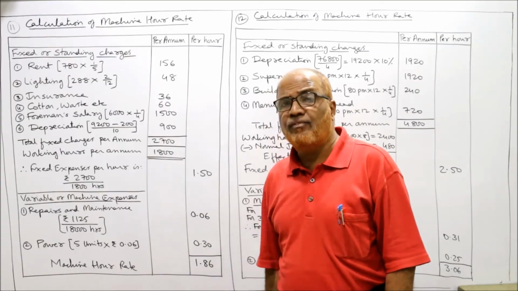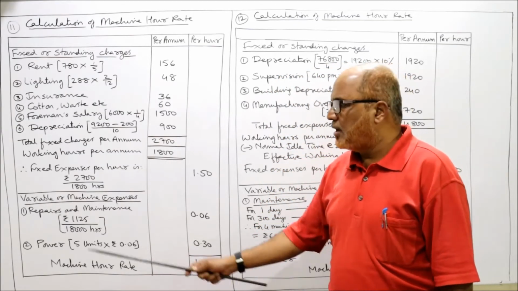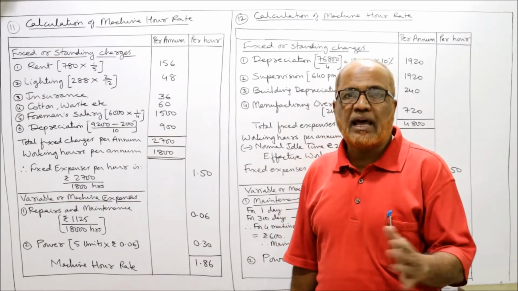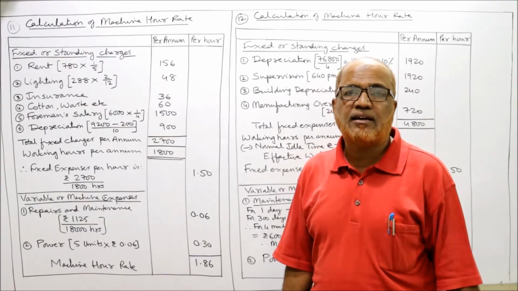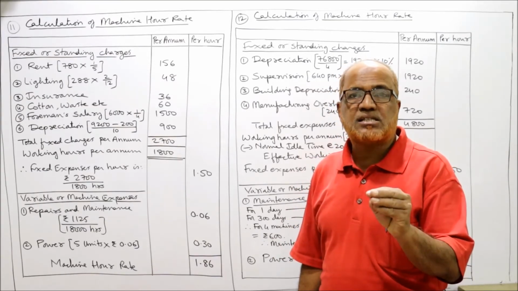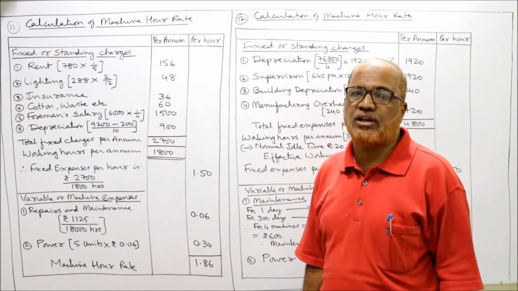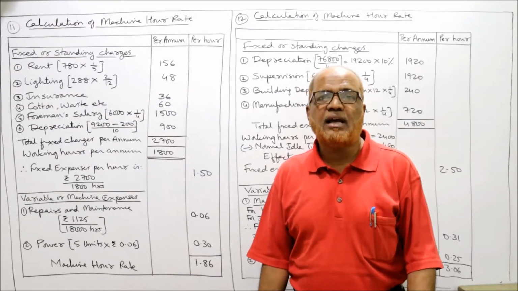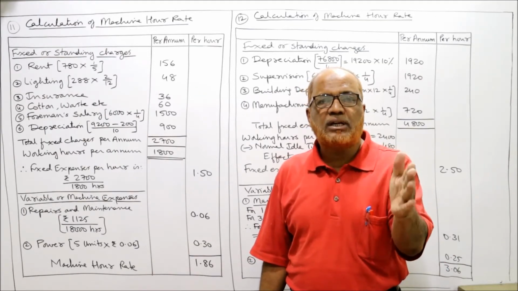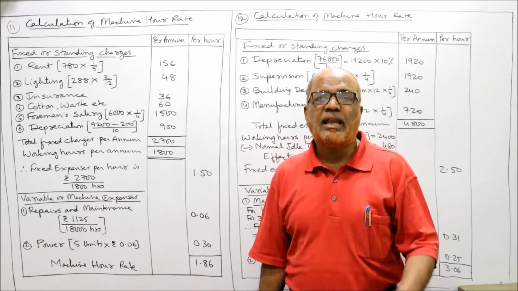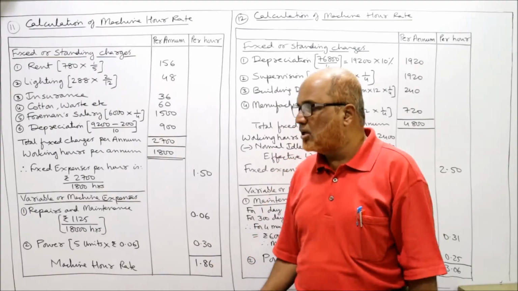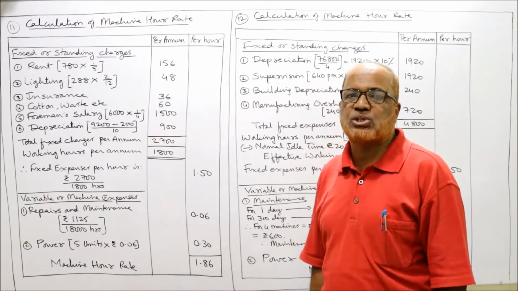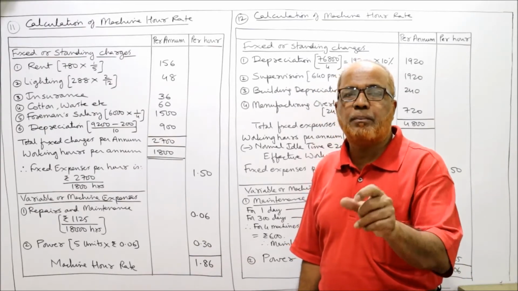Now we come to variable or machine expenses, running expenses. Repairs and maintenance are 1,125 for the life of the machine. For the whole life. So we will see how many hours are in its life. It consists of 10 years of 1800 hours each year. There are 1800 hours in each year and the life is 10 years. So 1800 into 10, 18,000. So life of the machine is 18,000 hours. So 1,125 divided by 18,000 hours, you will get 0.06. This is the per hour repair and maintenance.